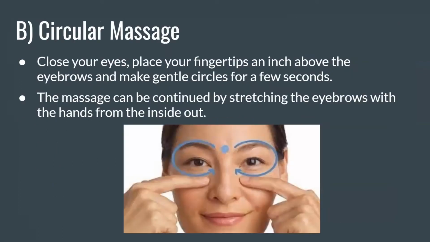The second exercise is the circular massage. So for this massage, you would close your eyes, then you place your fingertips an inch above the eyebrows and make gentle circles for a few seconds. The massage can be continued by stretching the eyebrows with the hands from the inside and out.